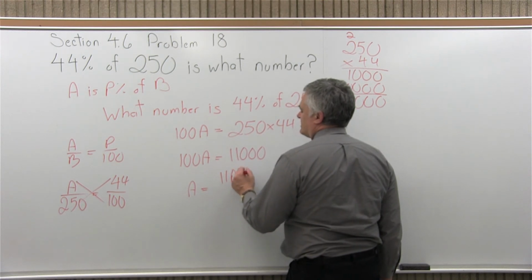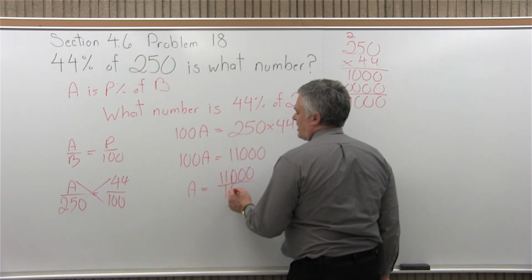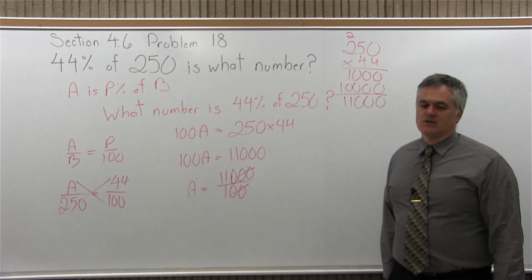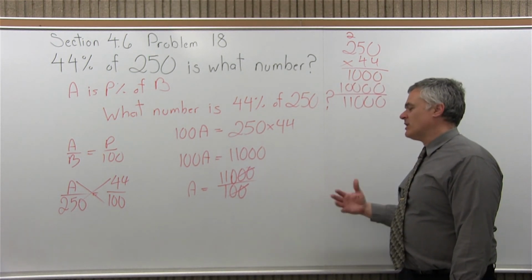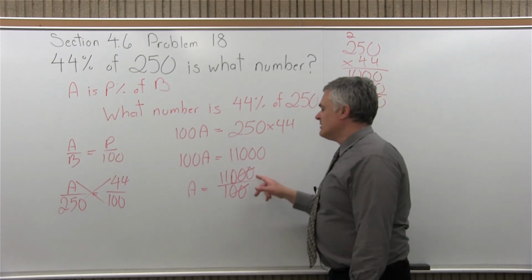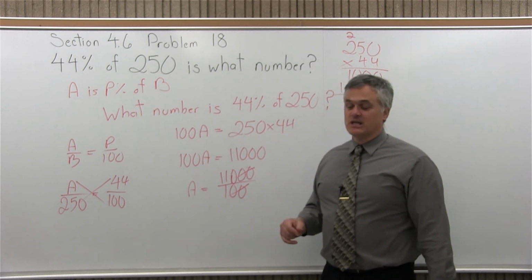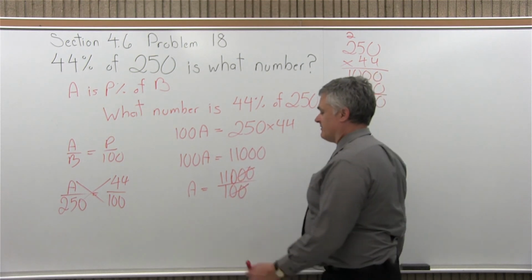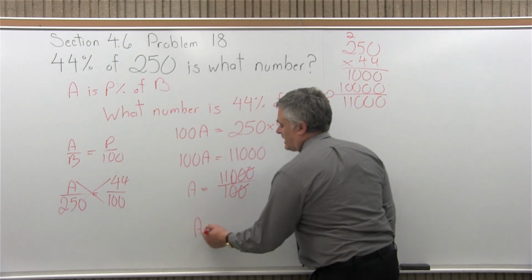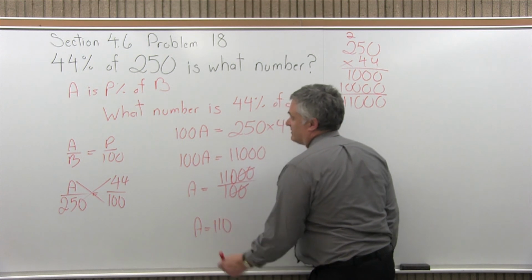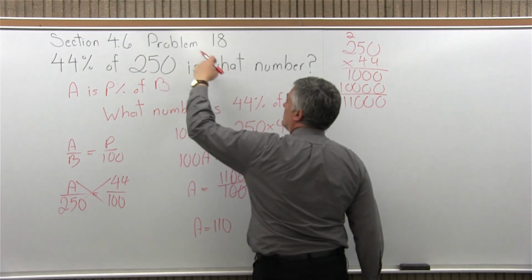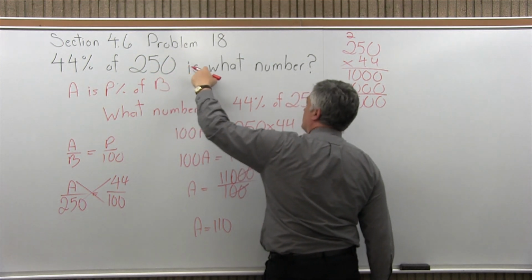I have 11,000 divided by 100. And essentially you can just cancel off 2 of the zeros. I'm really dividing 100 into the numerator, divide 100 into the denominator, but that allows me to really just cancel the 2 zeros on the end of the numerator and denominator, and I'm left with 110. So A is 110, and that answers the question. 44% of 250 is what number? Well, 44% of 250 is 110.